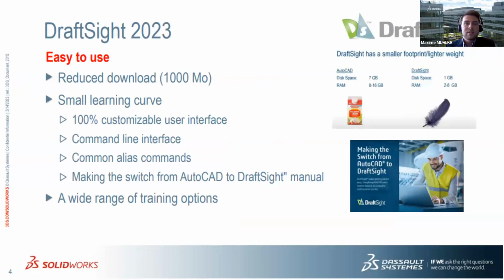Next thing is that DraftSight is an easy-to-use product. First, we really made DraftSight with the purpose of it being a light software. So it takes only 1 GB compared to 7 GB on your laptop with AutoCAD. And also in terms of the resources DraftSight asks of your computer, it's way less than with AutoCAD. So you can also save on your IT investments in the mid and long term.